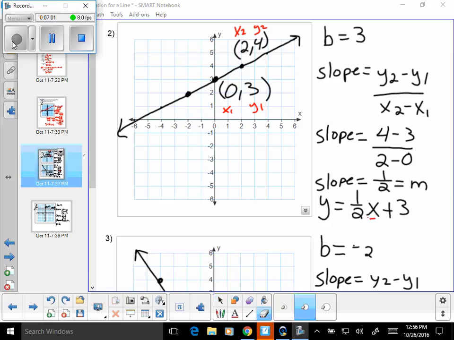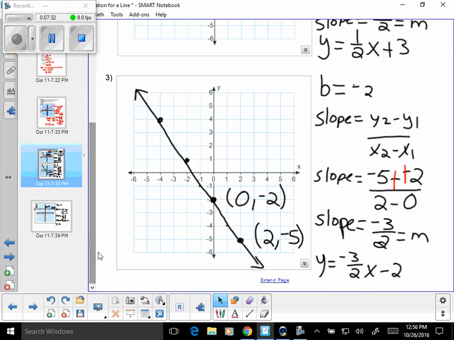And I got the wrong slope here. No, I got the right slope. Trying to do this lesson too much in a hurry, so I'm going to have to re-record this one for next year. My slope is going to be 1/2 because 4 minus 3 is 1. And 2 minus 0 is 2. That's going to be my m. So I substitute it into the equation. Y equals 1/2 x plus 3.